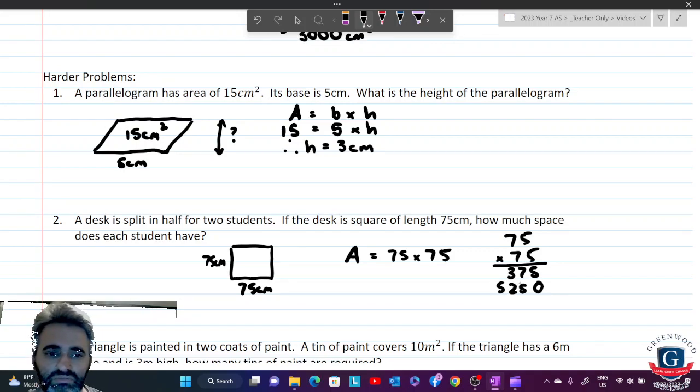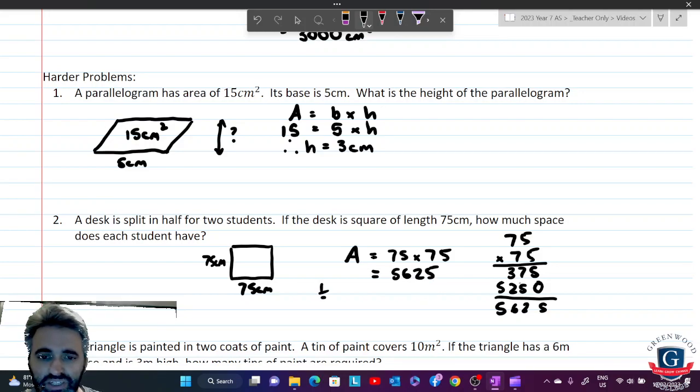That can't be right. I suppose it can. Add them all up. 5, 2, 6, 5. So the total area would be 5625. Half of the area would be half of that. It's not an easy one to do.